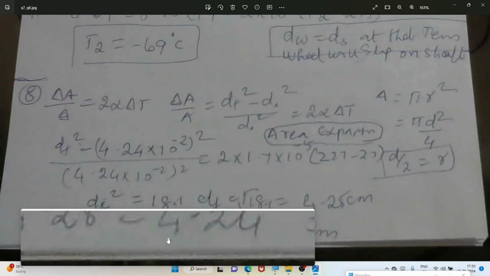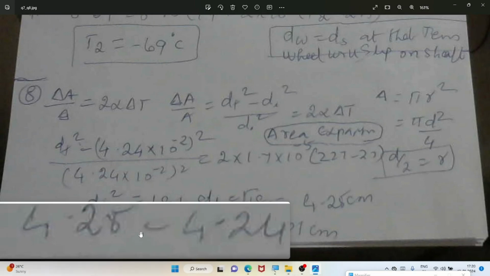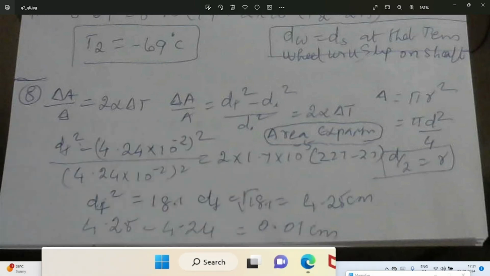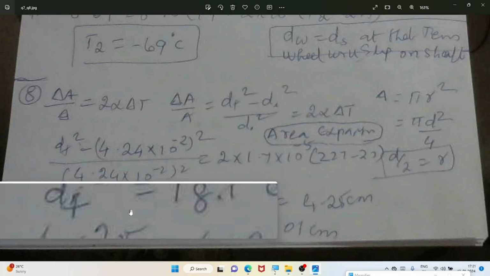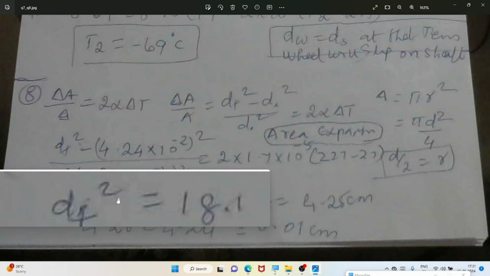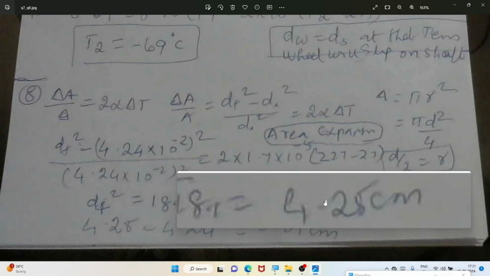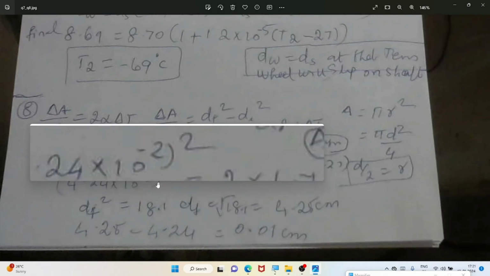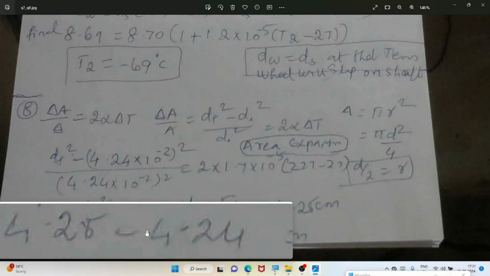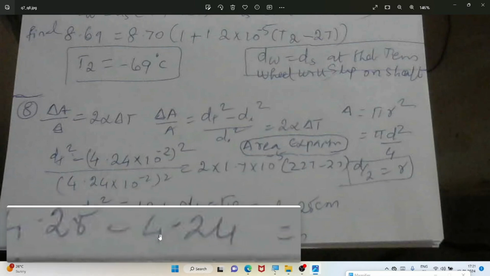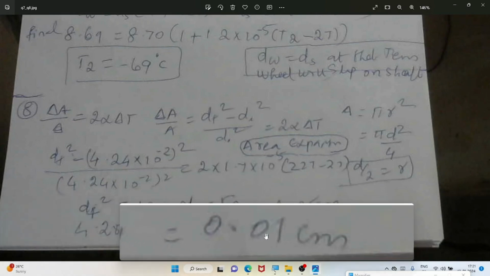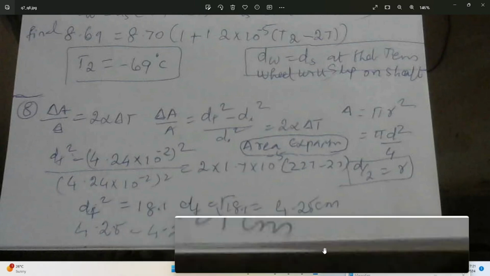So now we are finding the new diameter. This is diameter square, then the new diameter is the root of this, which is 4.25 centimeter. So now 4.25 minus 4.24, this is the expansion, 0.01 centimeter.